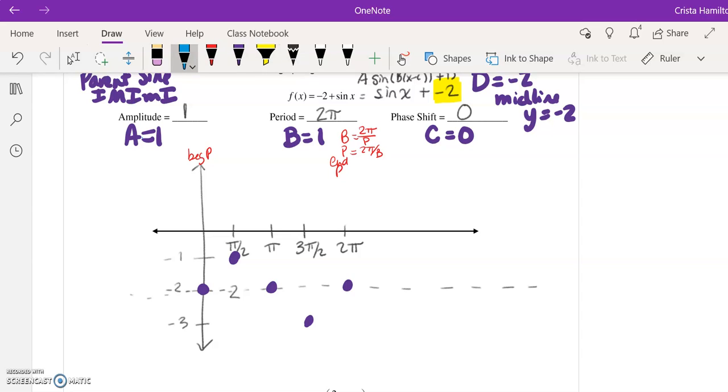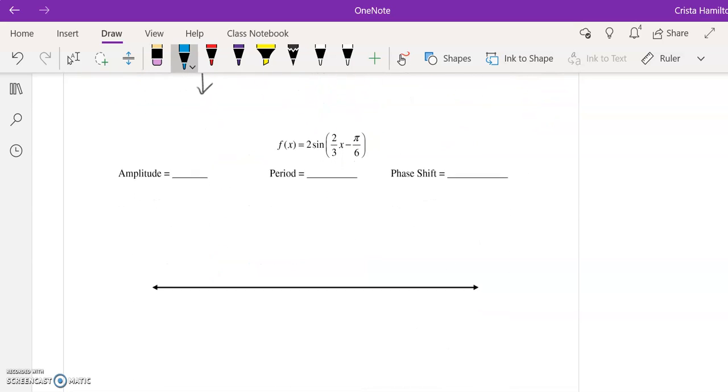So our key ideas here are to identify where the period begins and the 5 key points, to determine your midline and your amplitude, and to also sketch it out, using the correct pattern based on the parent graph. All right, let's look at another example.